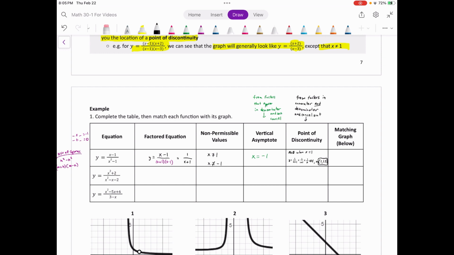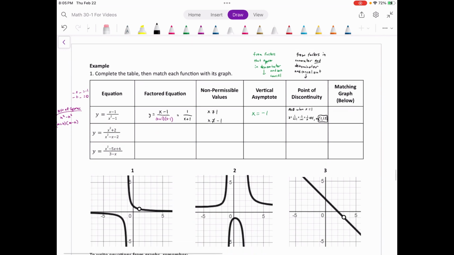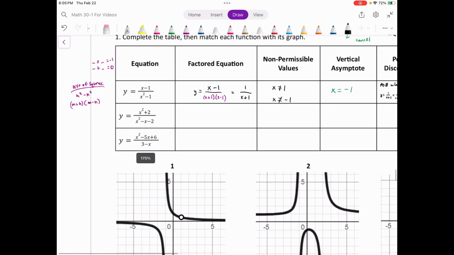Okay. Then it wants us to pick the matching graph below. How about we do all three of these and then we'll worry about matching after. Kind of fun to do it that way. Okay, let's do this one.